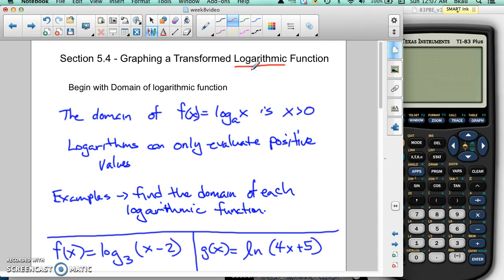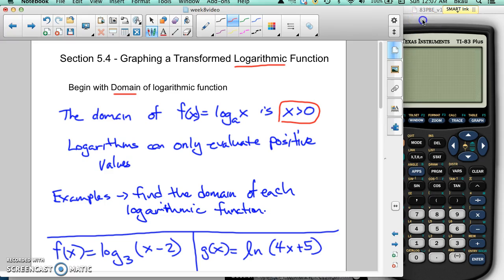So we're going to start off with the domain of a logarithmic function. We're going to start with that so that we know where we're going to be graphing from. Now, the domain of any logarithm f of x with log base a is always going to be greater than 0. So we're going to have a domain that's always greater than 0 in any logarithm with this x value here. We can only evaluate positive values in logarithms.